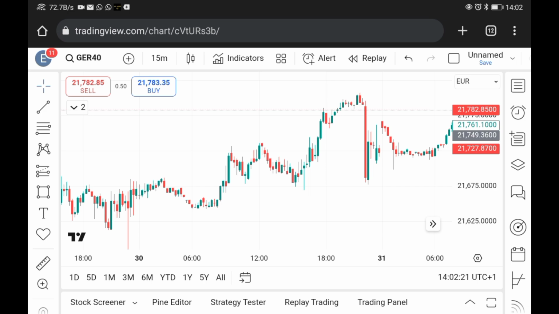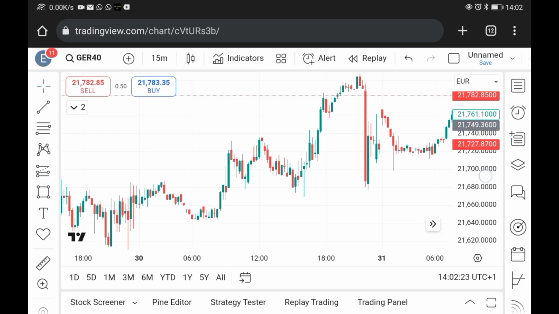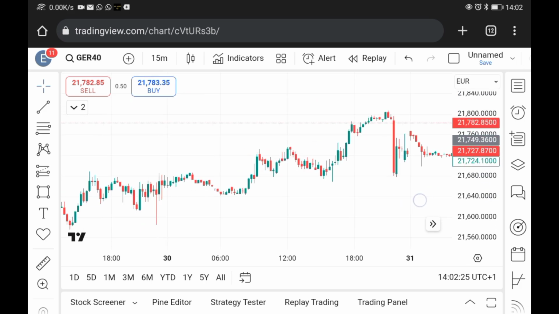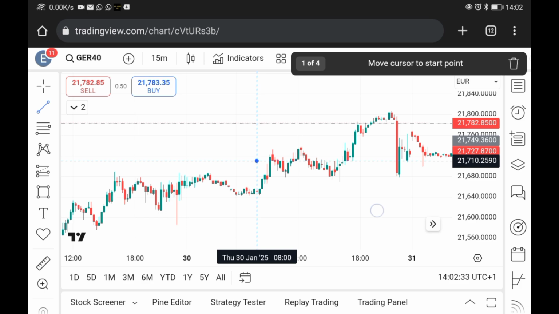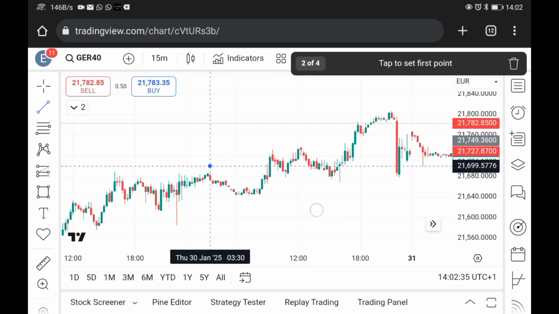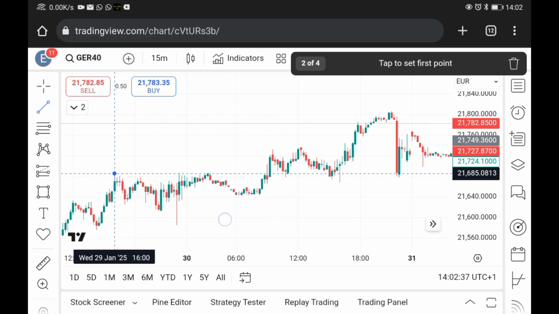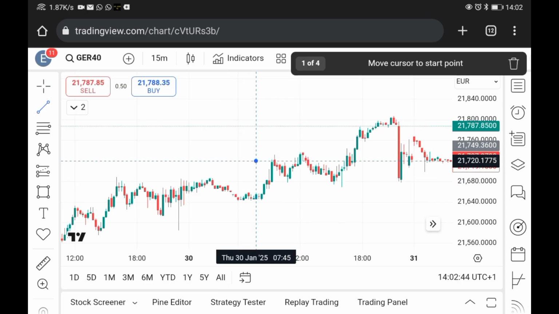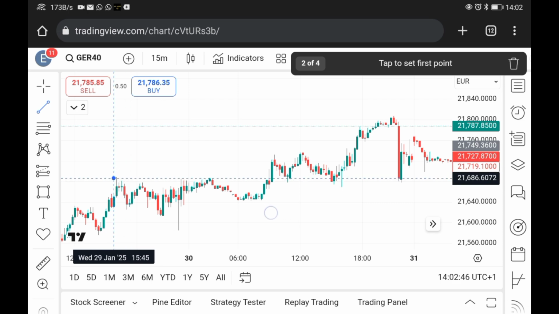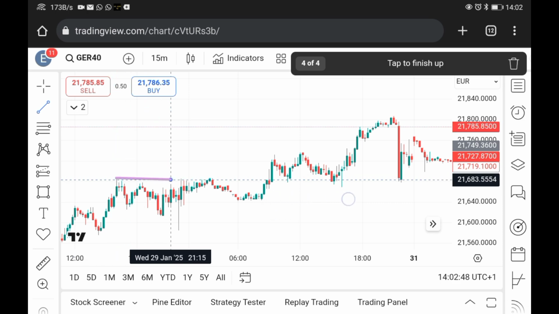So here I'm on my M15 chart. First, let us mark our highs and lows. We have to mark our higher highs and our higher lows. So right here, at least we need a high that has been tested several times before it got broken. That shows us that the market is in a strong trend.